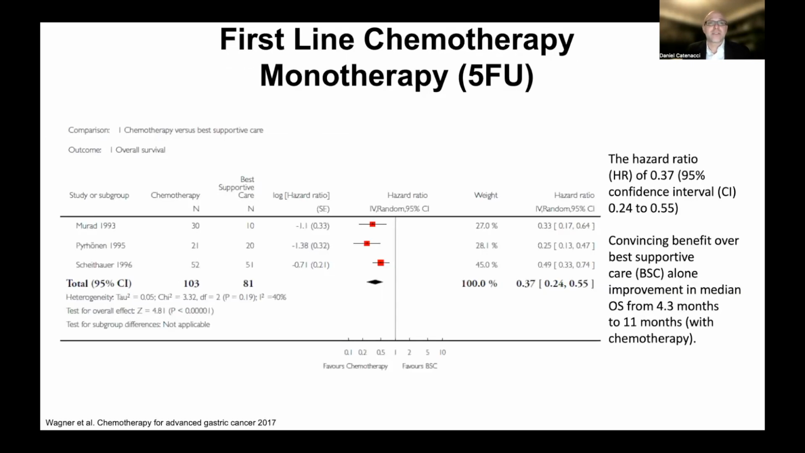So what led us to implement first-line chemotherapy? Well, we have to go back several decades to the 90s when studies were being performed comparing chemotherapy of various types to best supportive care. And best supportive care really involves pain medications, IV fluids, antibiotics if necessary, anti-nausea medication, anything that can palliate the symptoms of the cancer but aren't treating the cancer.